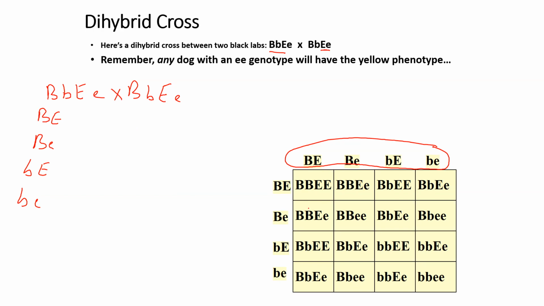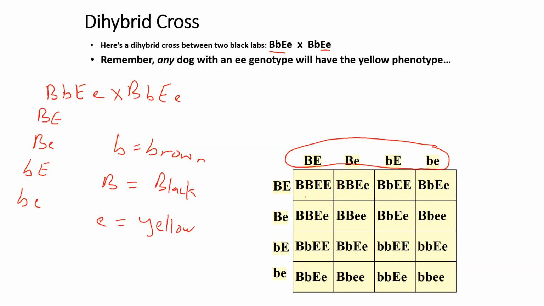And of course, since it's two of the same parents, they get the same thing on the other side. Now, remember that lowercase b gives us brown, right? Capital B gives us black. And of course, lowercase e gives us yellow, all right? That said, we should be able to determine the colors of all of these dogs here, okay?